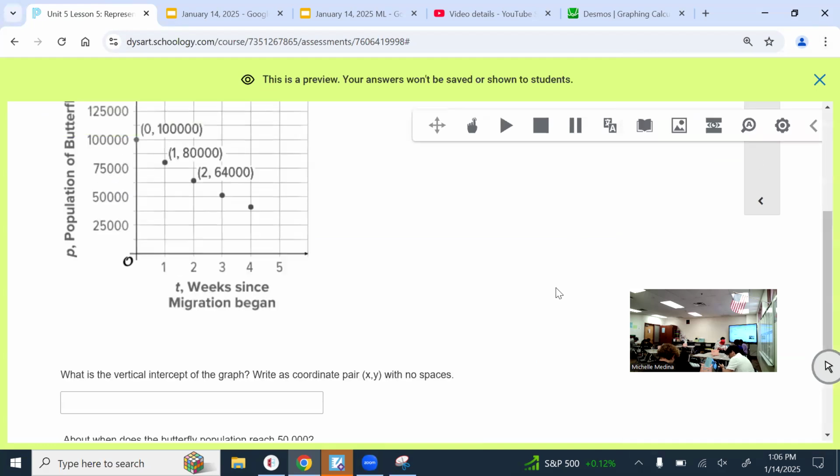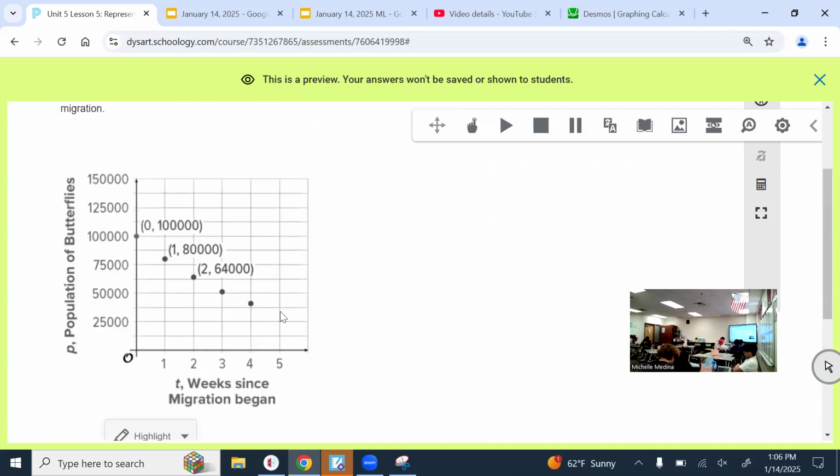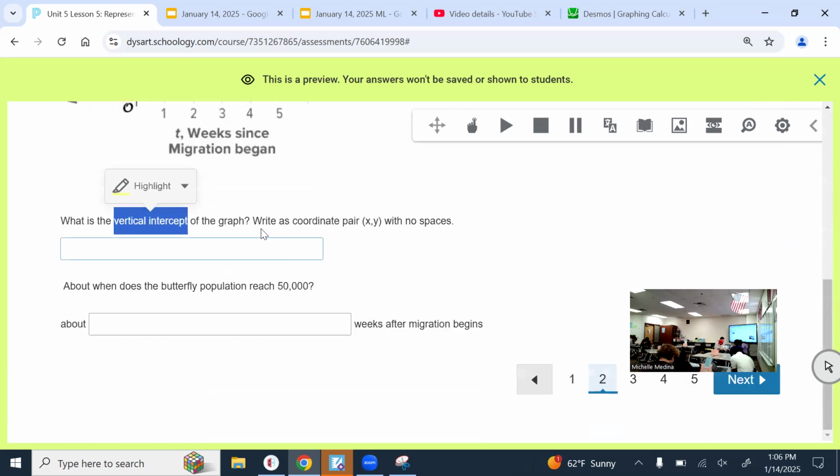So what's another word for vertical intercept? All right, so anyone can answer. What's another word for vertical intercept? Y-intercept. So looking at my graph, what's my y-intercept? So it's 100,000 because it has 5 zeros. Okay, but that right here is your y-intercept. It wants it written as a coordinate with no spaces. So this is what it would be: (0,100000). Don't put an additional comma for the 100,000 because that's confusing when you're writing coordinates. The only comma that should be there is the one separating the x and y.